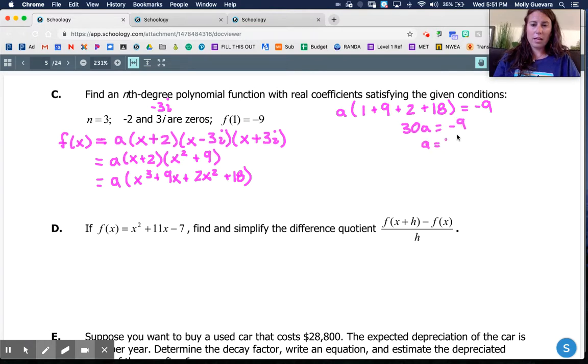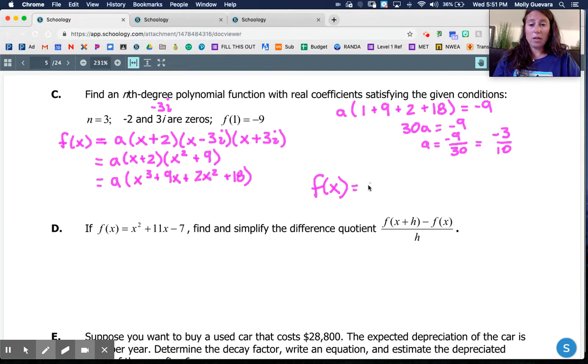Divide, I get -9 over 30. If I simplify that, I get -3 over 10. So I know that a is -3/10. So now I'm ready to go ahead and write my function, right?